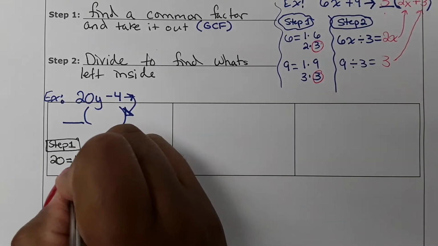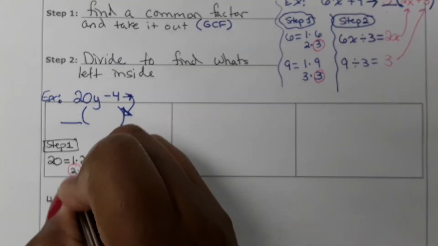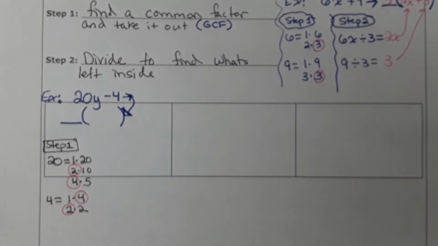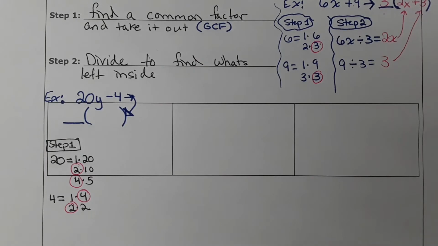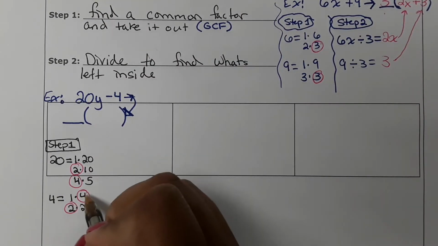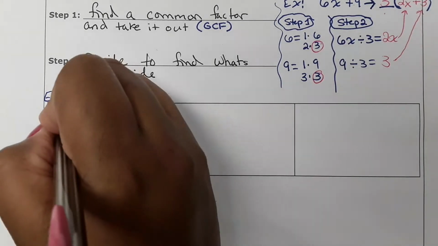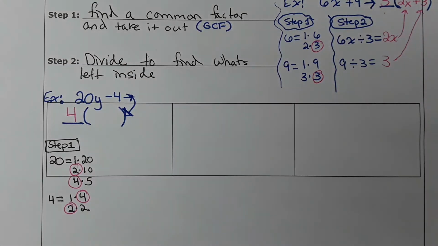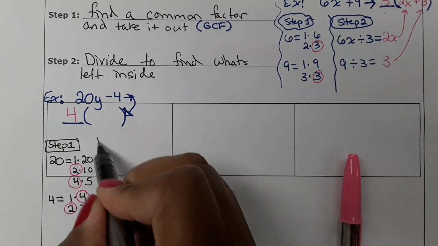As you can see, they have 2 in common. They also have 4 in common. So it's your choice which one you want to pick. If they say use the greatest common factor, then that's what you do. In this case, the GCF will be 4. So I'm going to take 4 out. And now I'm going to look for what's left inside.